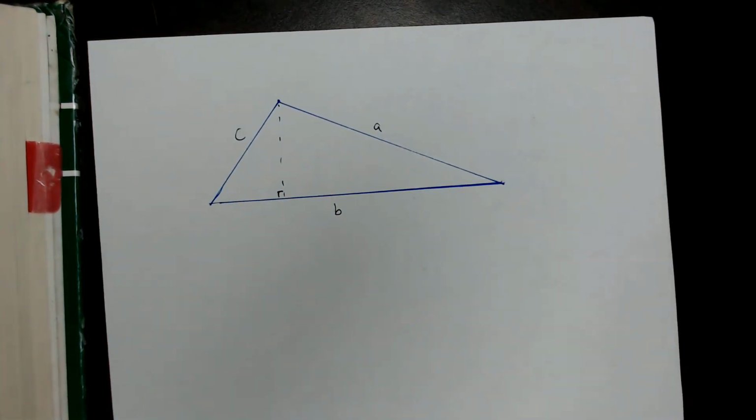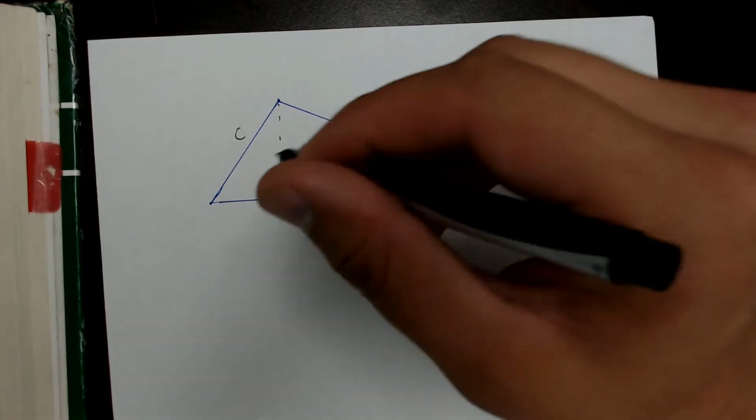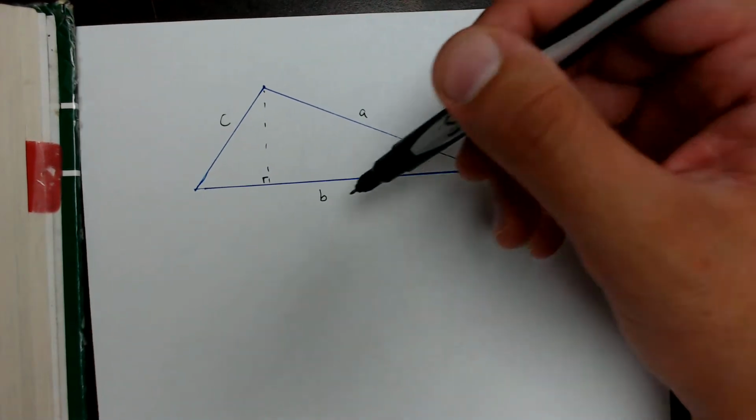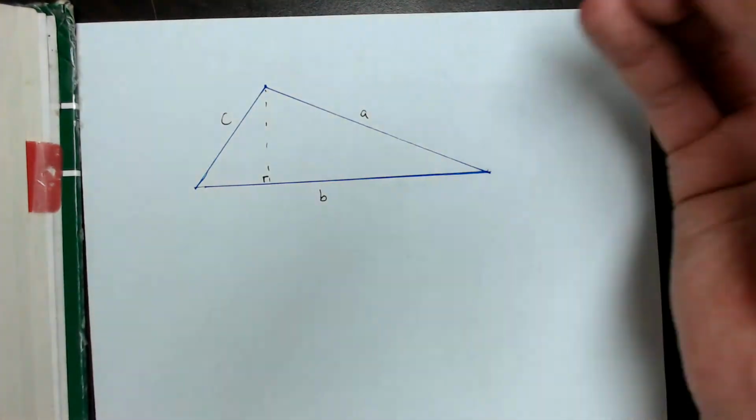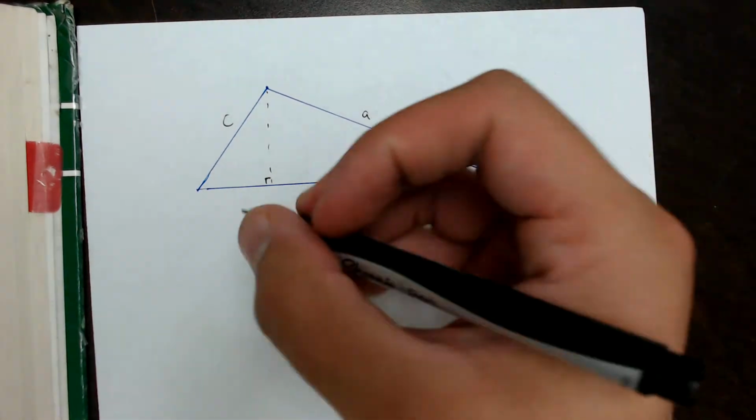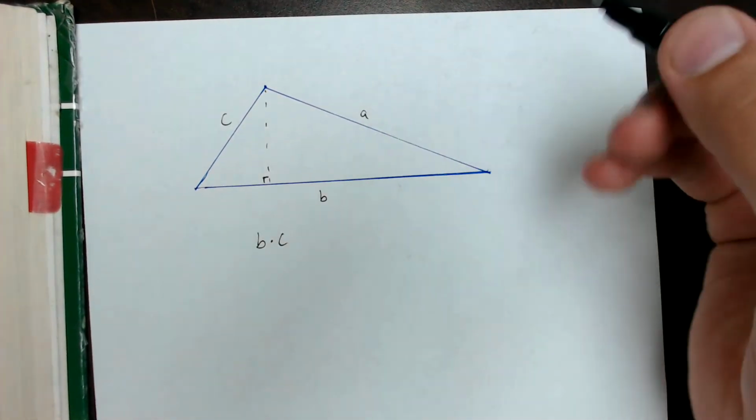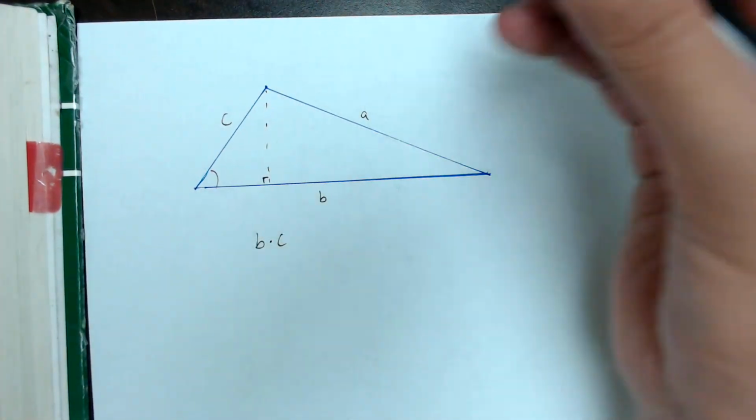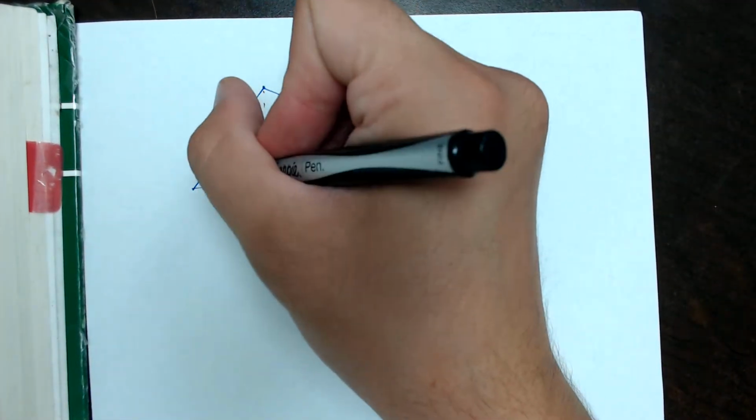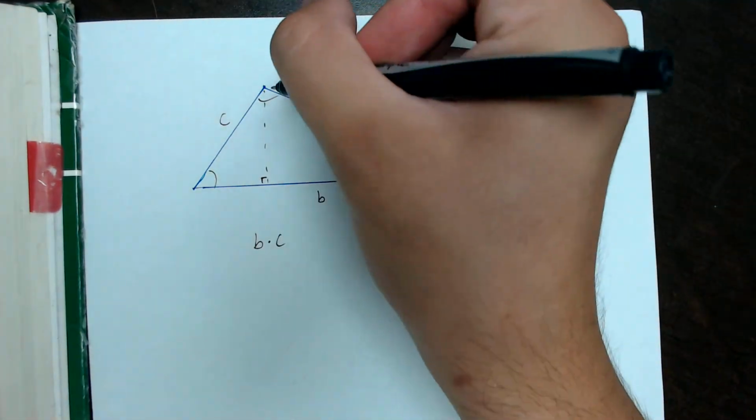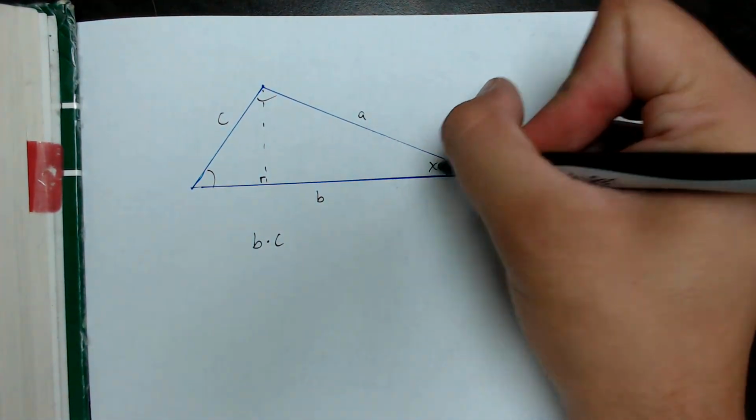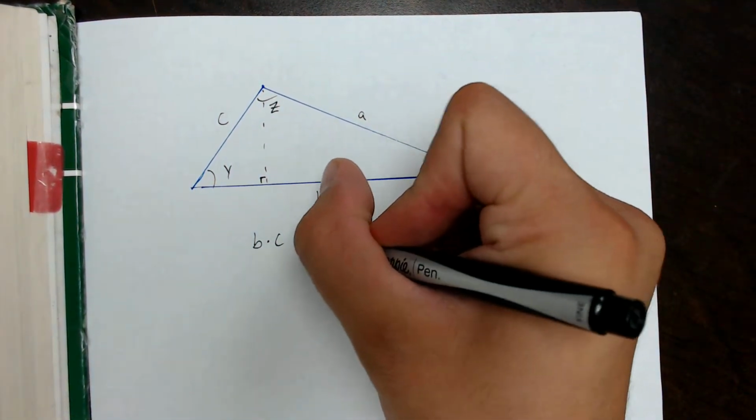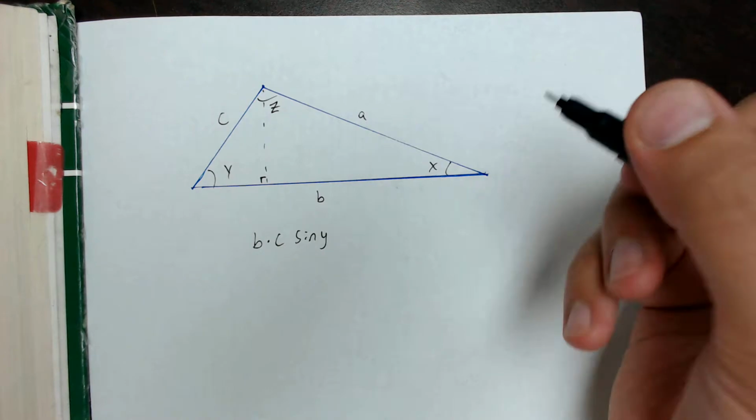So the triangle area formula is that you can find the area of any triangle by multiplying two sides. In this case, I'm going to choose B and C. So the area of any triangle would be two sides being multiplied, so B times C. And then I'm also going to multiply that by the sine of this angle. We'll label the angles X, Y, Z, right? So B times C times the sine of Y. And that will give us the area of this triangle.